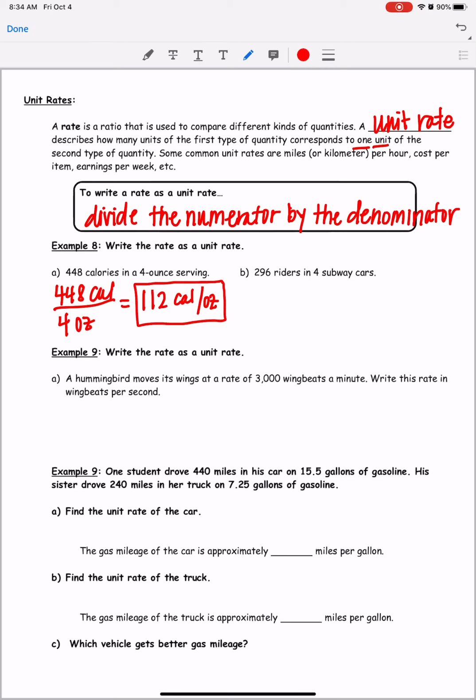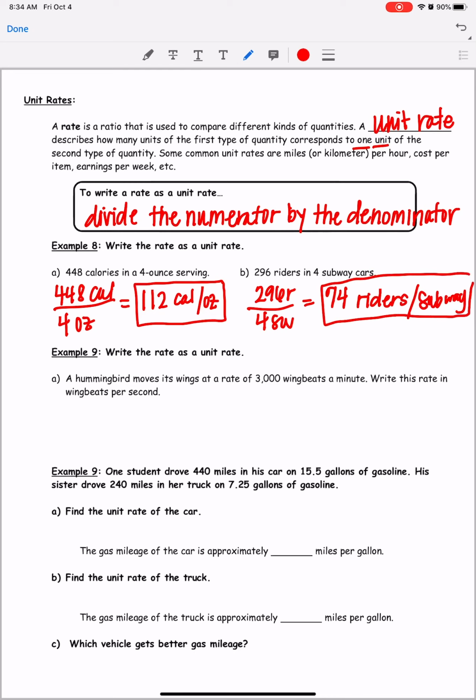Okay, same thing here. You have 296 riders and 4 subway cars. So I've got 296 riders over 4 subway cars. And again, I'm wanting to know how many do I have in just 1 subway car. So divide. 296 divided by 4 gives me 74. So that means I have 74 riders per 1 subway car. So 74 riders per subway car.